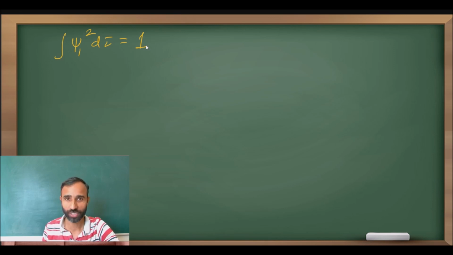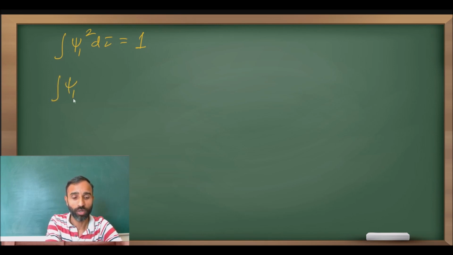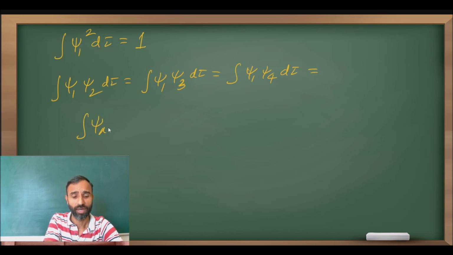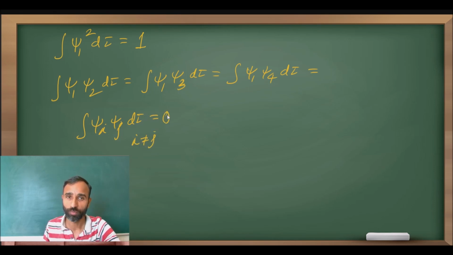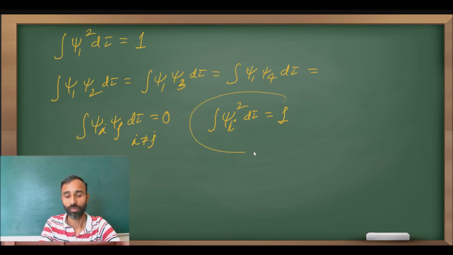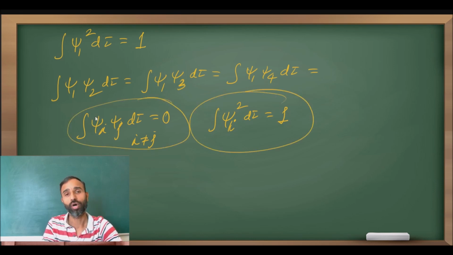That is the normalization condition. And take any two, whether you take psi1 psi2, or psi1 psi3, or psi1 psi4, and so on, the integral of psi i psi j d tau, i not equal to j, should be equal to 0, and the integral of psi i square d tau should be equal to 1. This is the normalization condition and this is the orthogonality condition.